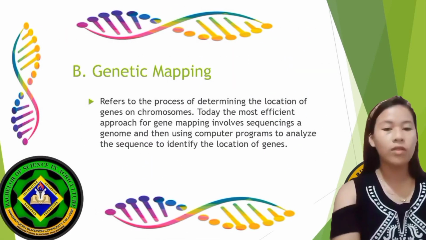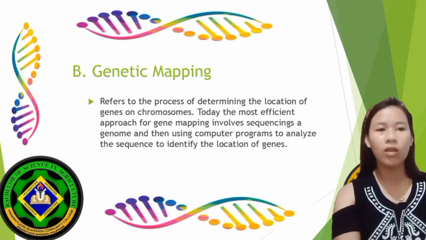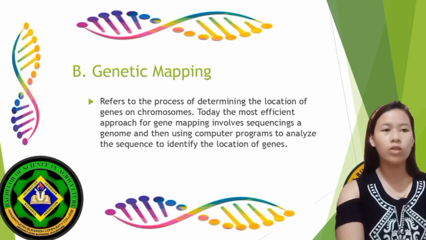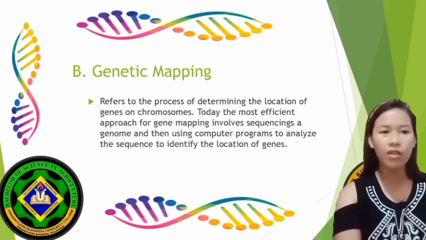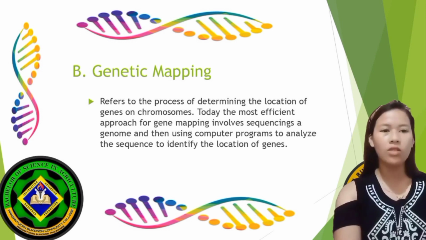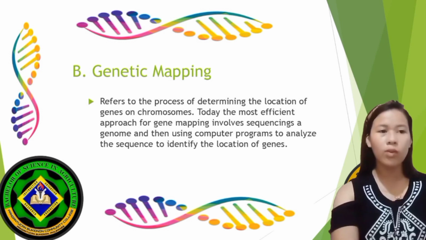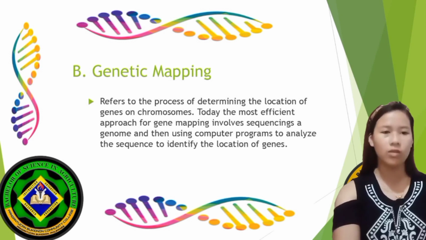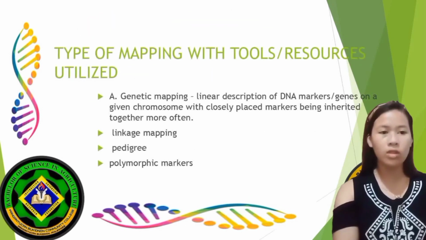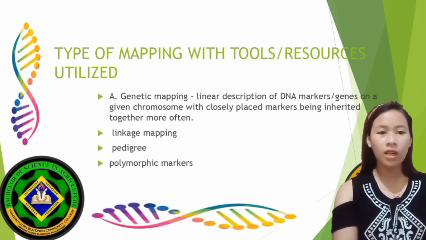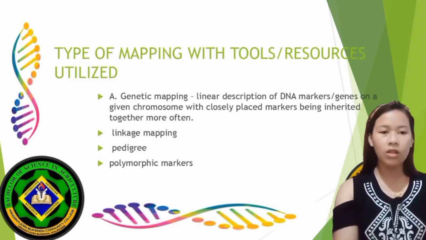B is genetic mapping. It refers to the process of determining the location of genes on chromosomes. Today, the most efficient approach for gene mapping involves sequencing a genome and using computer programs to analyze the sequence to identify the location of genes. There are three types of mapping with those resources utilized. First is linkage mapping, second is pedigree, and third is polymorphic markers.